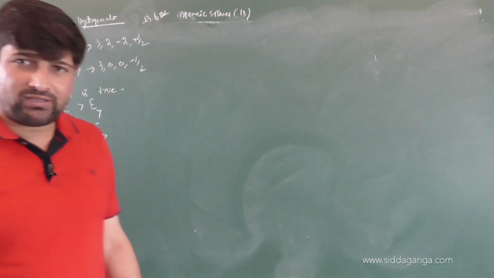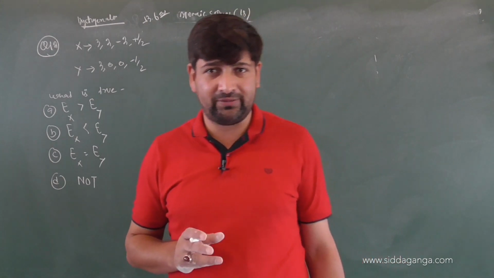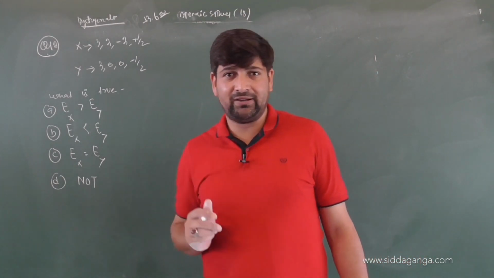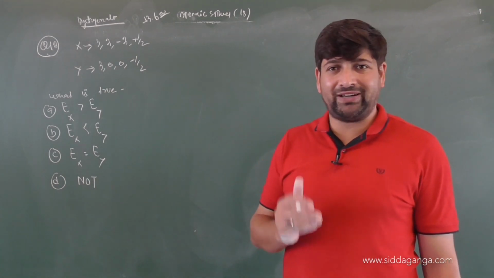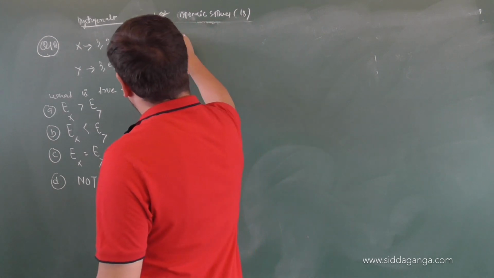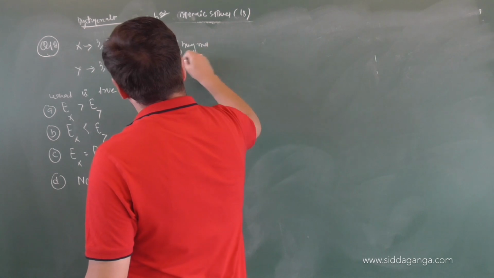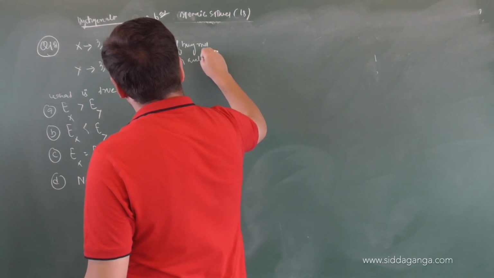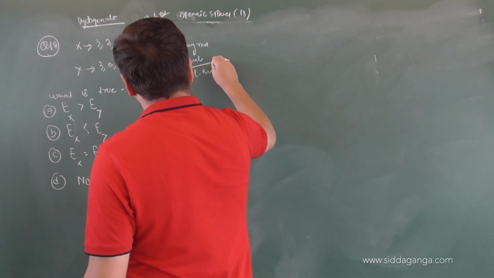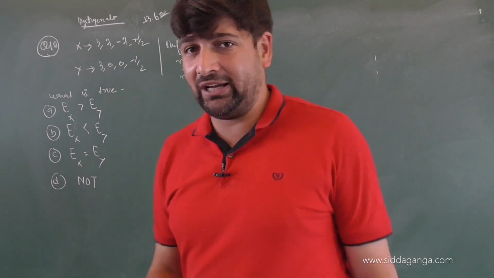We have already learned that when you want to find out the energy of any electron in an atom, it is primarily given by two quantum numbers, n and l. First of all, you should find out energy on the basis of n. So you are using the n rule, and if n is same, then you will use the n plus l rule.